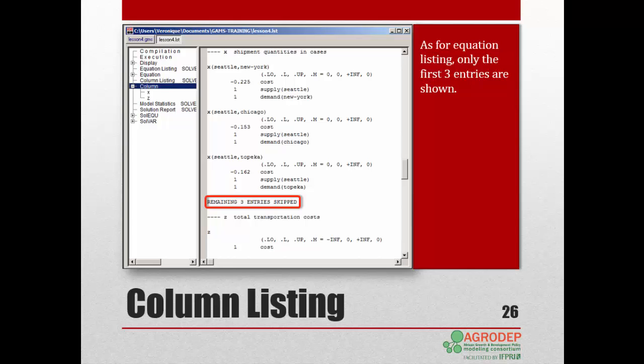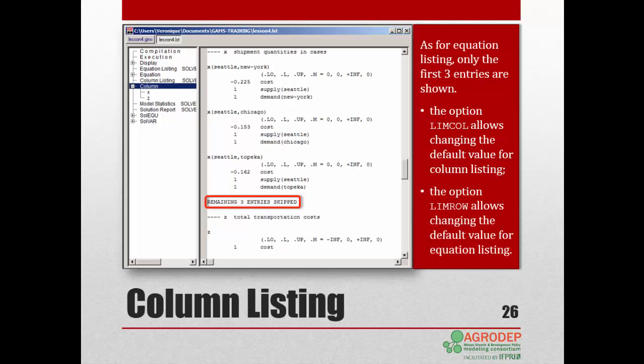Note the message "remaining 3 entries skipped" after the display of x. By default, GAMS will only display the first 3 entries for each variable and equation. So only the first 3 equations for x are displayed. The remaining 3 entries relating to the plant San Diego are skipped. You can change this restriction by using the options limcol for the column listing and limrow for the equations. GAMS has many other option statements available for the user. We refer you to section E of the user's guide for a complete list of these options.